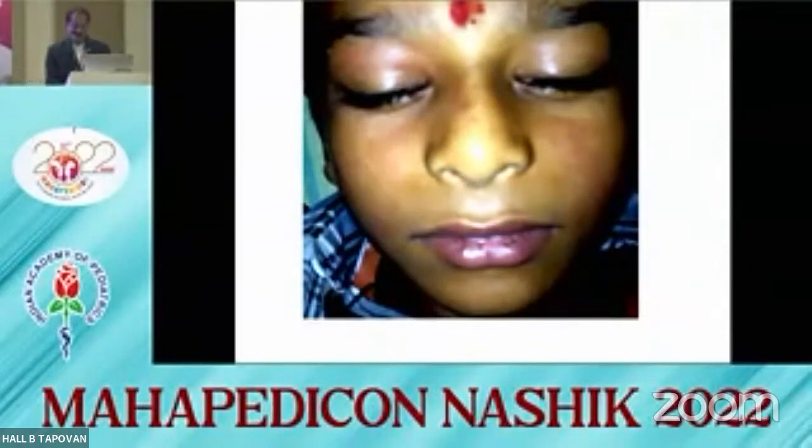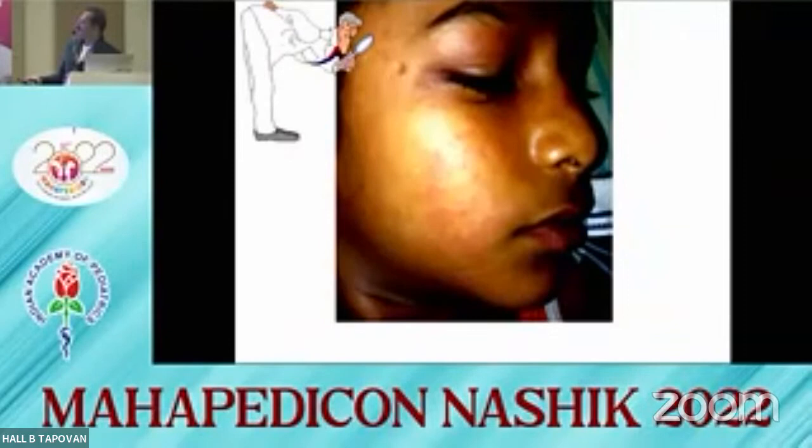This child used to get this type of rash when he got fever. That is an evanescent rash. You can see the rash on the face. When the fever disappears, the child is very fine. He was playing. In between fevers, he used to be absolutely all right. Only during fever, he used to get the rash. What is the diagnosis? SOJIA.